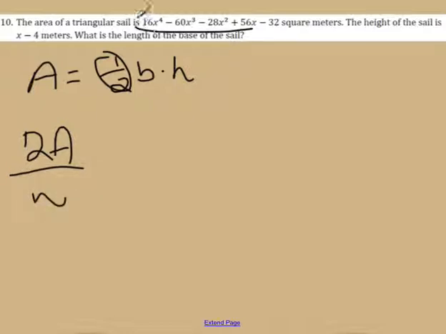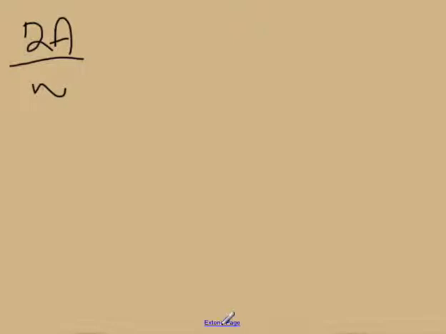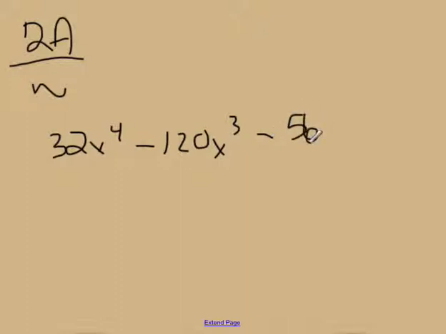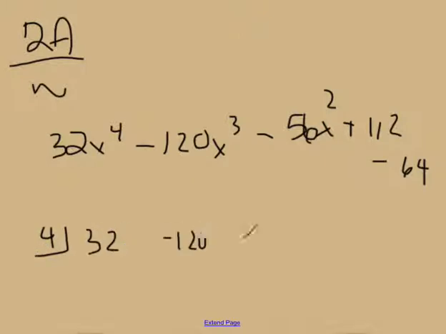So let's go ahead and take this area and multiply it by 2. So we're going to do 16 times 2, which is 32x to the fourth, minus 120x cubed, minus 28 times 2. So I'm multiplying all of these by 2 so I can get rid of that 1/2. So that's 56x, and 56 times 2 is going to give me 112, that's x squared, minus 32 times 2, which is 64. So that's when I multiply it by 2, and I'm going to be dividing that by x minus 4. So I'm going to put 4 in my little box. Then I have 32, negative 120, negative 56, 112, and negative 64.